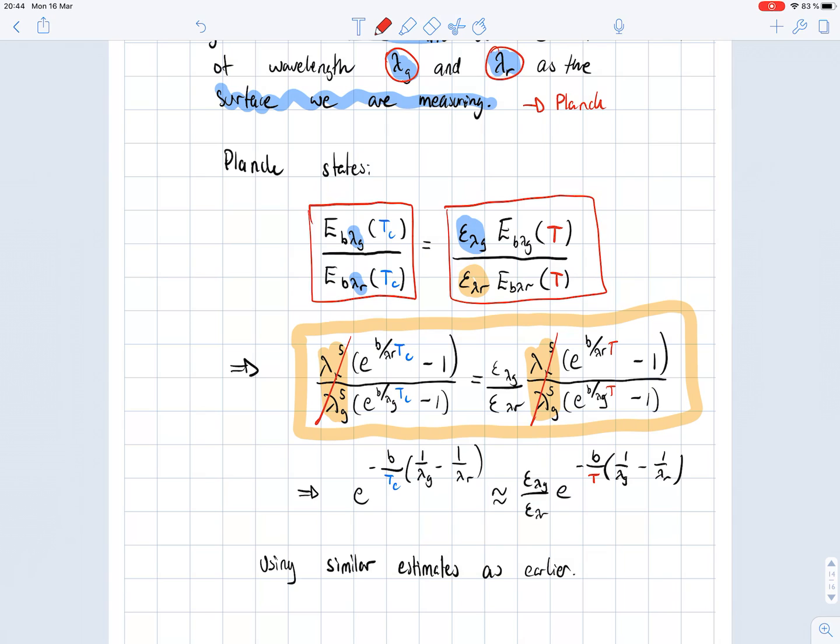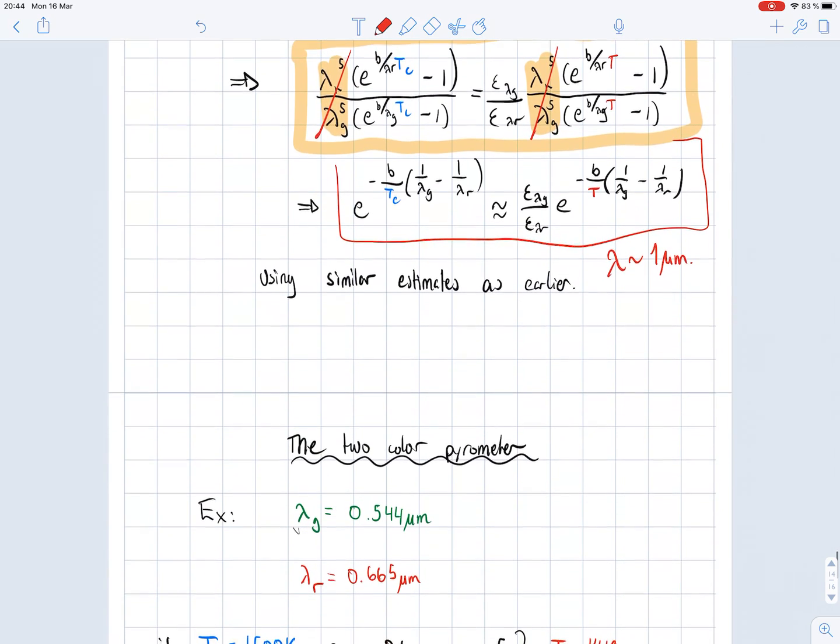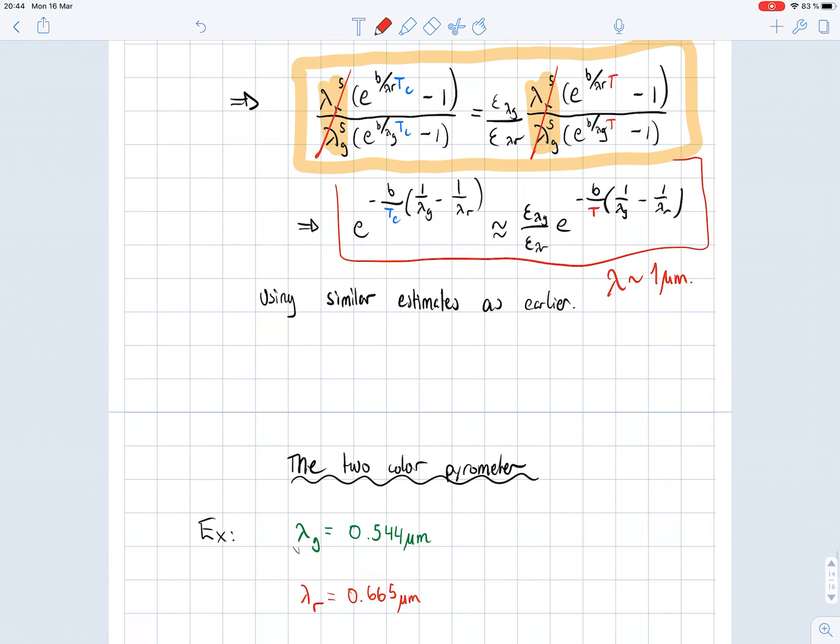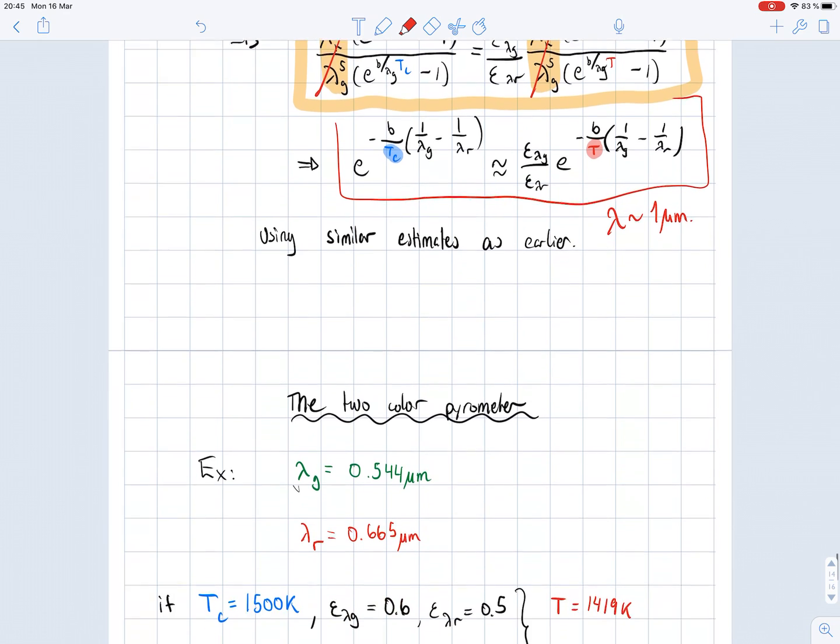If you look closely, you will get the following relation if we again apply the similar numerical approximation that we are looking at wavelengths of the order of 1 micron. So visible light. So this is the simple relation. The temperature Tc is essentially what we measure, and the temperature T is the true temperature of the surface.